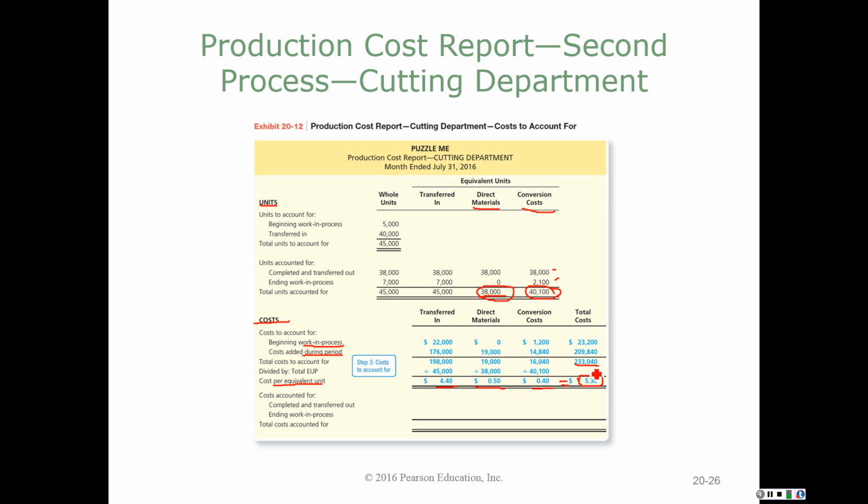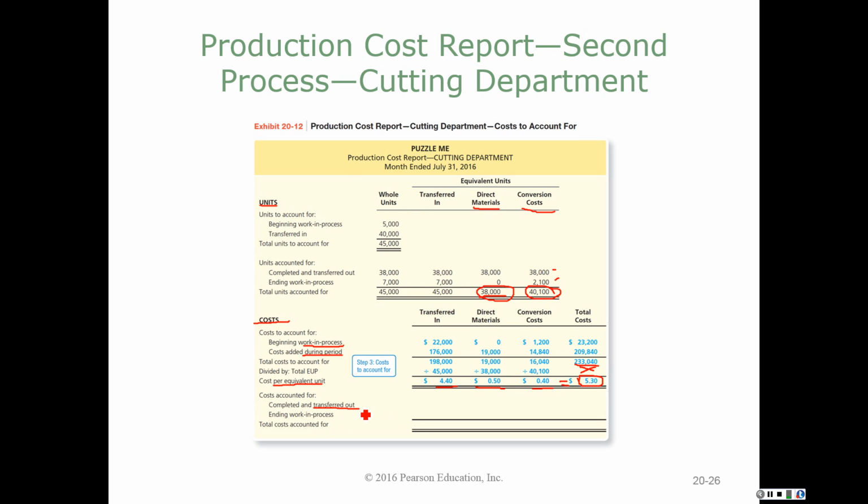Remember, we can't simply take the $233,040 and divide by 45,000 units, because not all 45,000 units were complete. And those units that have been completed have incurred more cost than those that have not. So we have to figure out the equivalent cost per unit for cost transferred in, for direct materials, and conversion cost. Once we know those costs, I can determine how much gets transferred out.